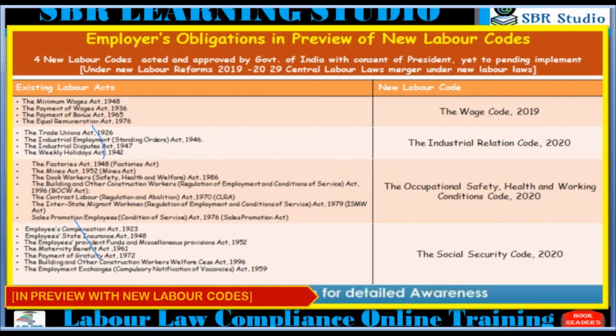Similarly, there is another code known as the Occupational Safety, Health and Working Conditions Code 2020. All those existing labor laws which define and regulate working conditions, service conditions, working hours, safety, and health have been merged into the Occupational Safety, Health and Working Conditions Code. And the fourth is the Social Security Code 2020. There is nothing new done there. All those existing labor laws which regulate and define social security, and are connected with the provision of social security, have been merged into these four new codes.